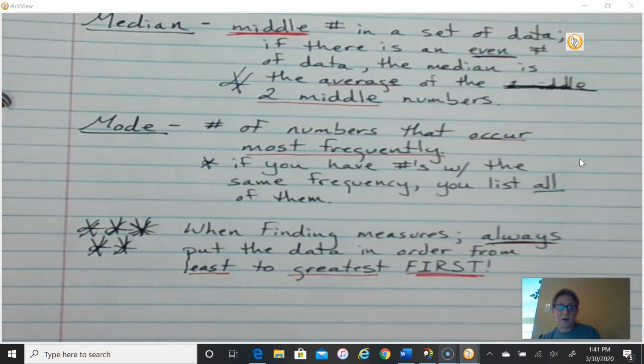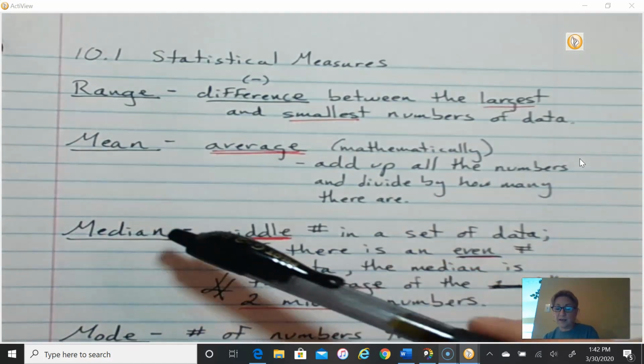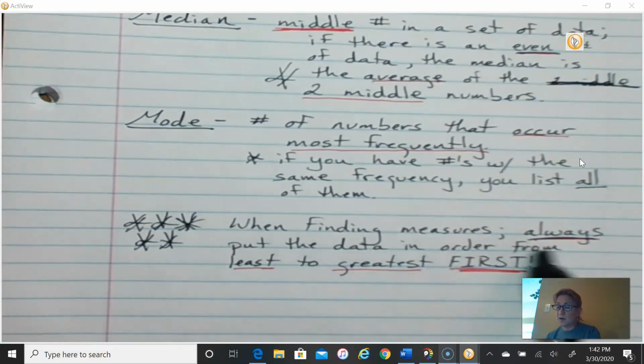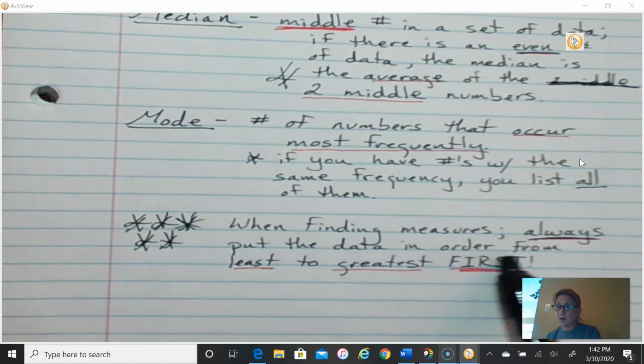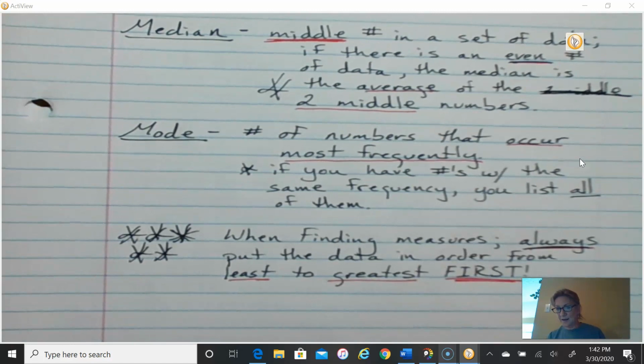So before you look for the range or the mean or median or mode, you need to put the data in order from least to greatest first. Okay? If you don't, you will have wrong answers. Trust me. Wrong answers.